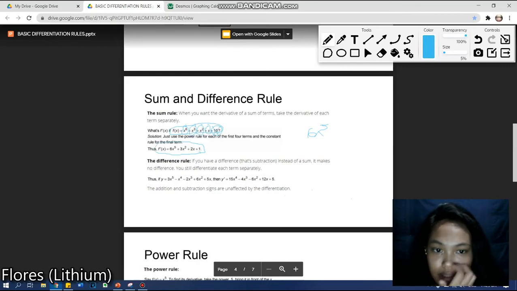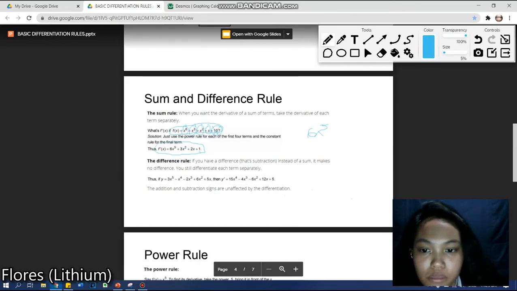The difference rule is just the same. If you have a difference, a subtraction instead of a sum, it makes no difference. You still differentiate each term separately. Again, we want to do this for each term. So power rule first, and then multiply by the constant. Next, constant multiple rule, and power rule. So this is the final answer for that.